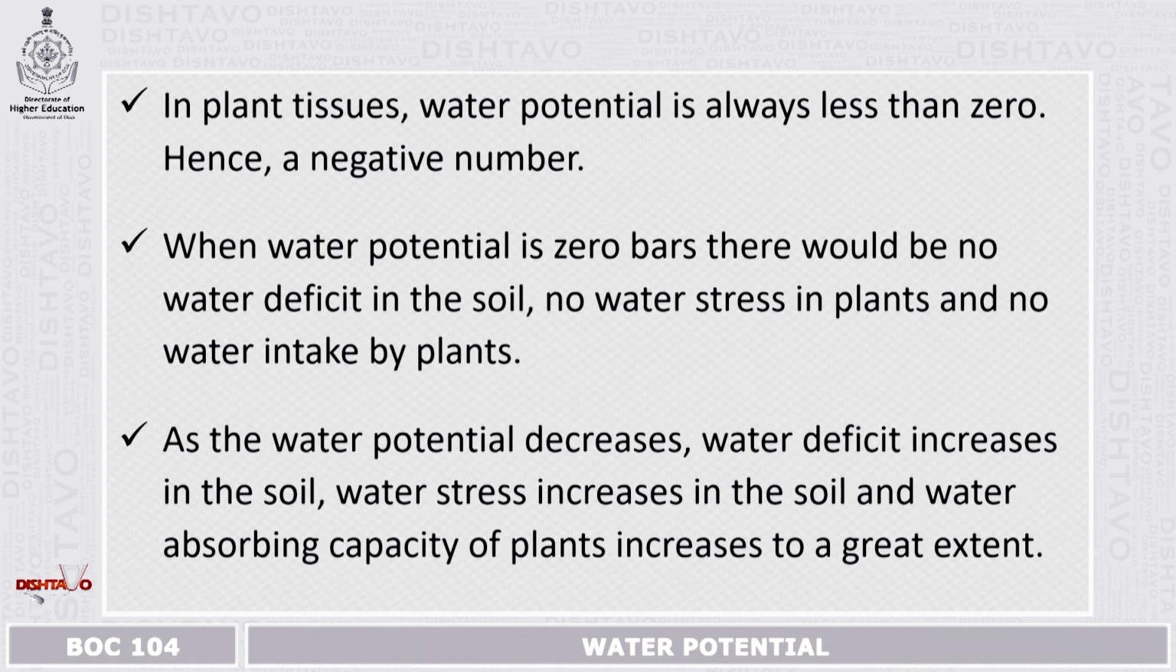In the case of the plant tissues, water potential is always less than 0. So, water potential is always negative. Now, when water potential is 0 bars, there would be no water deficit in the soil. So, there is no water stress in plants and no water intake by plants. As the water potential decreases, water deficit increases in the soil. Water stress increases in the soil, and water absorbing capacity of the soil also increases to a great extent.